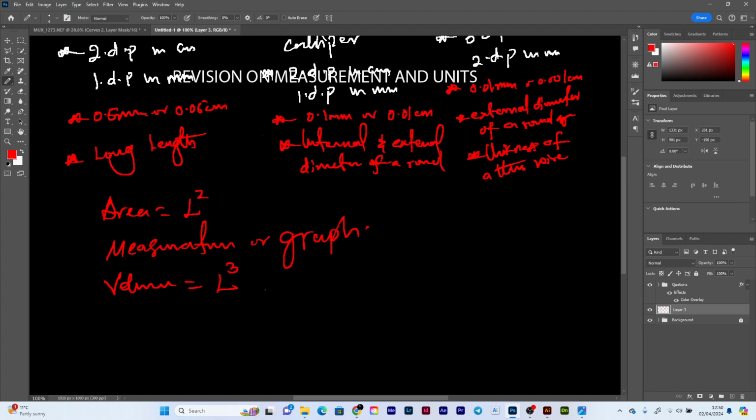Are you getting where I'm coming from now? So, we can also make use of mensuration. When I say mensuration, I'm talking about mathematical formulas. Are you getting this now? Or you make use of a measuring cylinder.